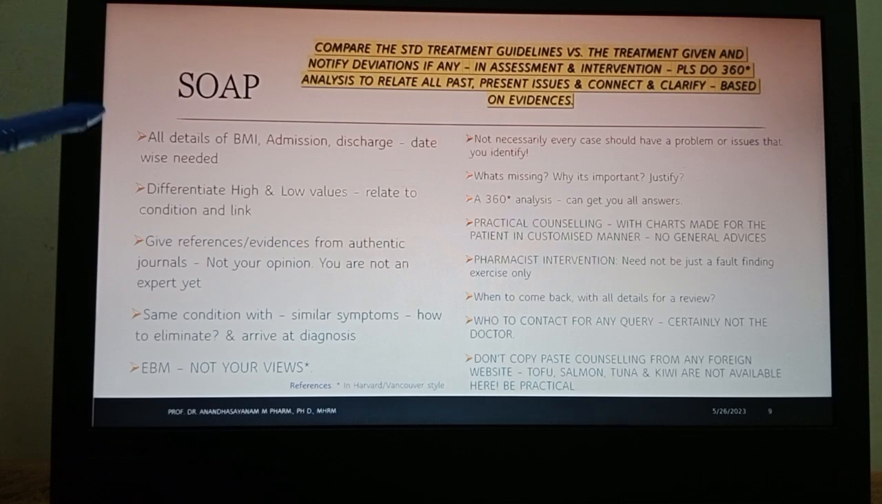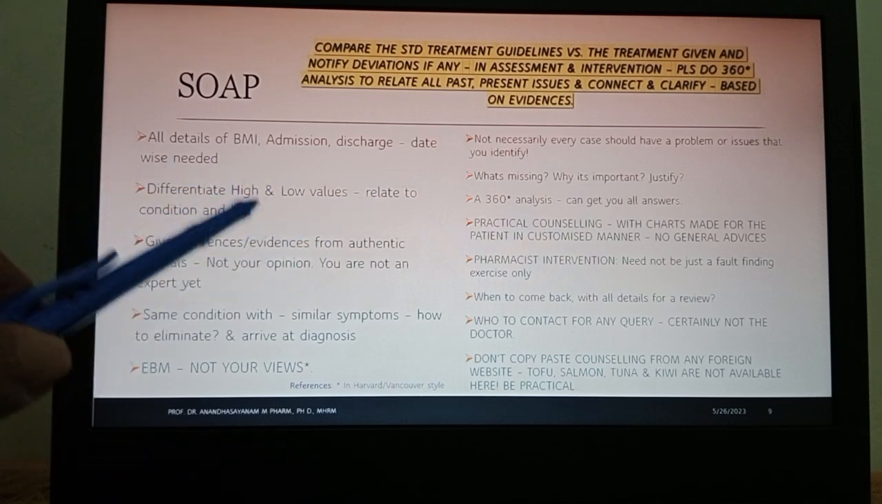Now, all details of BMI, admission, discharge date, everything is needed. Say the patient is in the hospital for 12 days and I record only for 6 days, and I say I have not gone and practiced over there after 6 days, I got my department changed. No, sorry. If you're interested, you will have to go back and you should be like a curious crow. You cannot just leave it halfway and say that I have not done it. Then you have not done your job. You have not executed your role and responsibility in a proper manner. You have been irresponsible. As a pharmacist, you cannot say like that. Even as a common human being, you will not be able to say like that, right? So differentiate the high and low values, relate those high and low values to the condition and link.